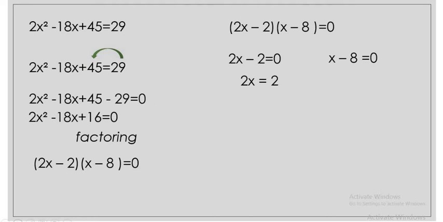So, you have 2x is equal to 2. Then, divide both sides by 2, so you have x is equal to 2 over 2, or x is equal to 1. Then, the additive inverse of negative 8 is positive 8. So, your roots are 1 and 8.